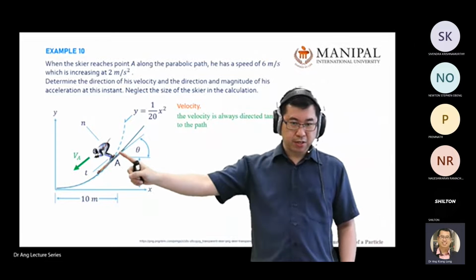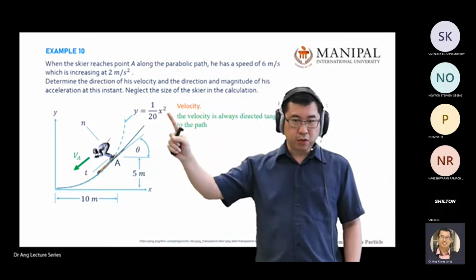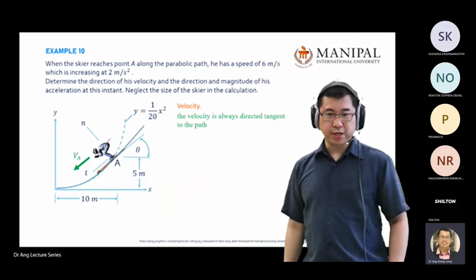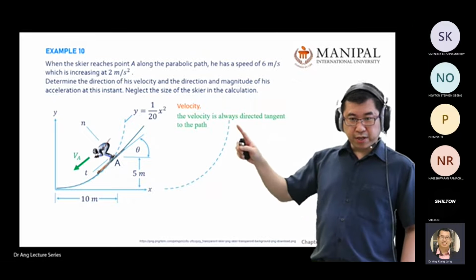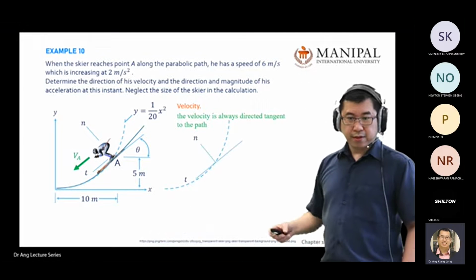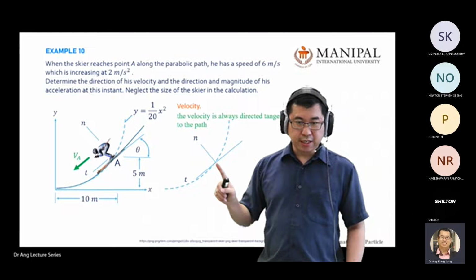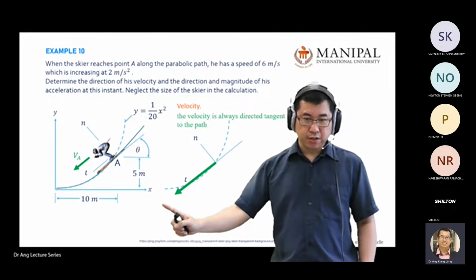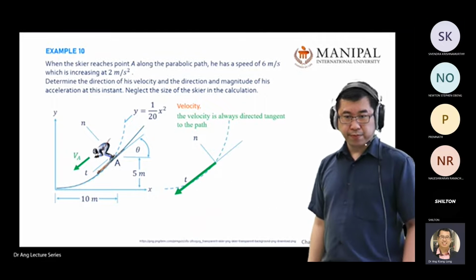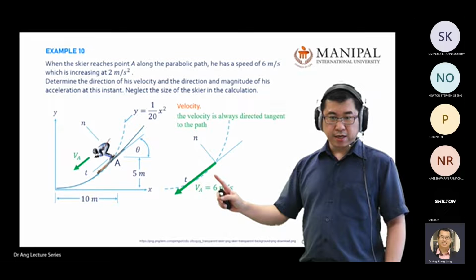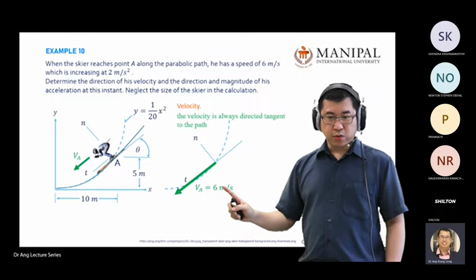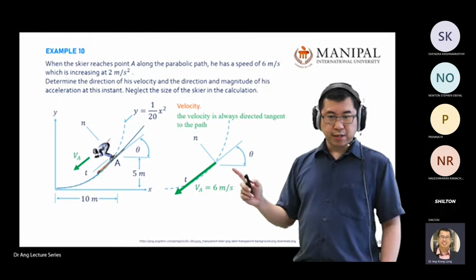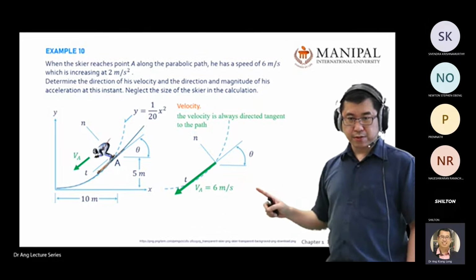You have this curve, right? y equals something times x squared is a quadratic equation, or you can say a curve equation. So you have a curve like that. You draw the t and n. Let's say this is your point A. The direction of your velocity is tangent to this curve. V A equals 6 meters per second, and there's an angle compared to the horizontal axis.